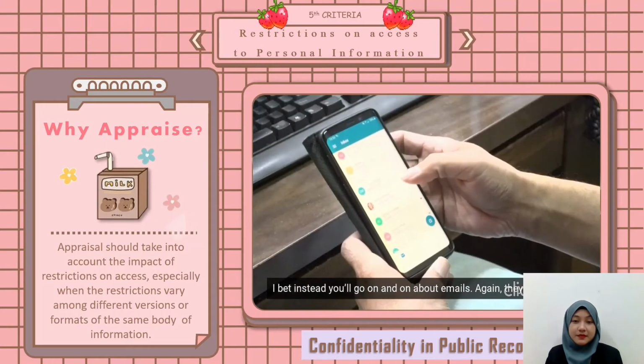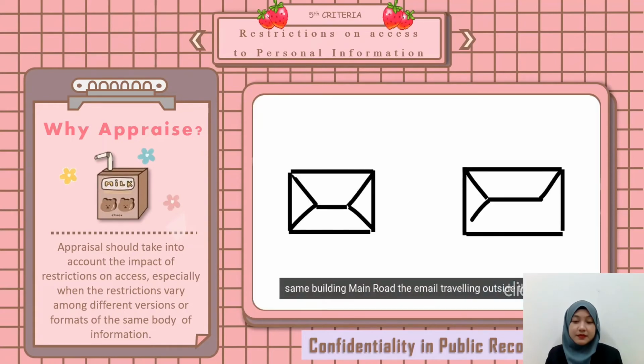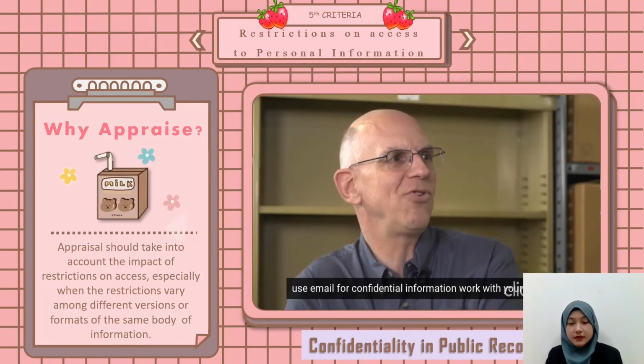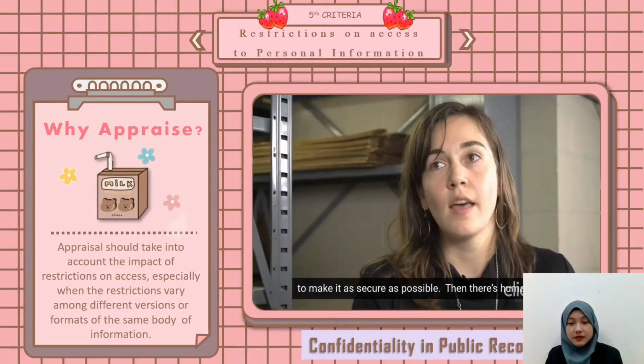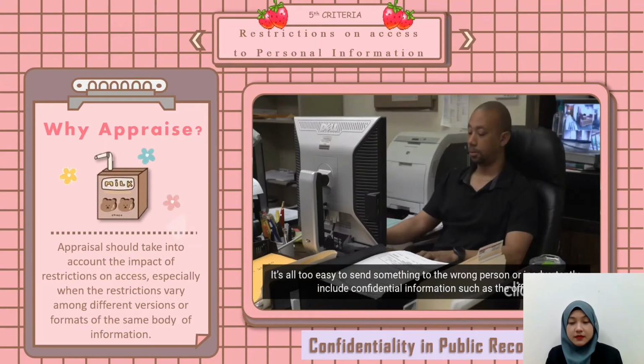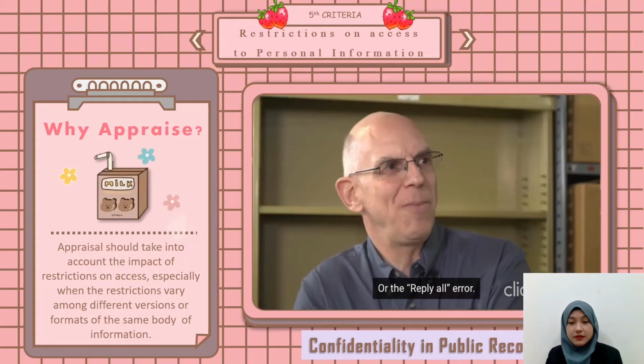Again, they're important. Did you know that the general advice is not to use email for confidential correspondence? An email between offices in the same building may involve the email travelling outside the building, town, or even the country, making it potentially open to view. If you must use email for confidential information, work with your IT staff to make it as secure as possible. Then there's human error. It's all too easy to send something to the wrong person or inadvertently include confidential information such as the office credit card number, often without realizing an error has occurred. Or the reply all error.